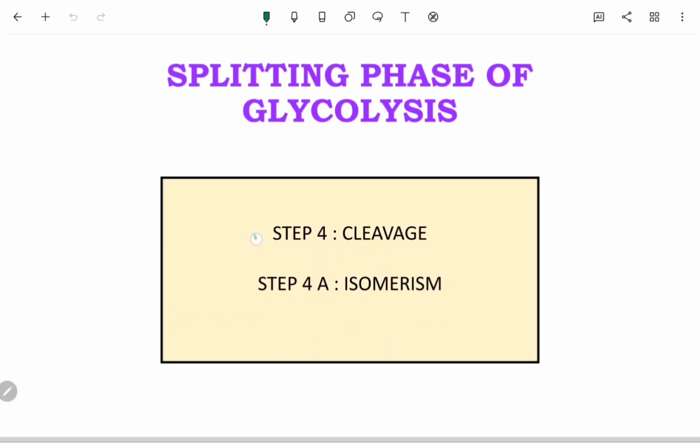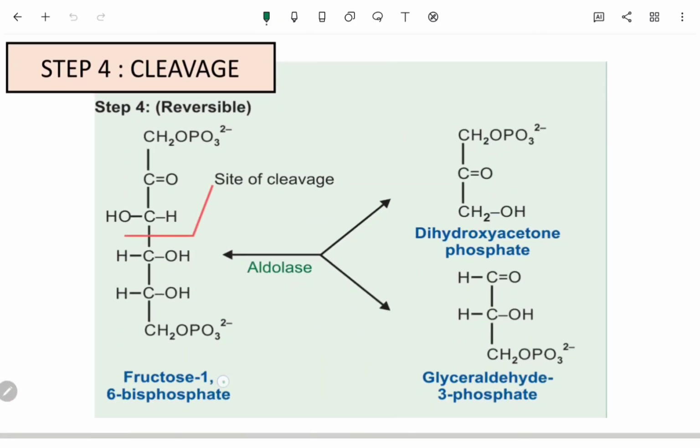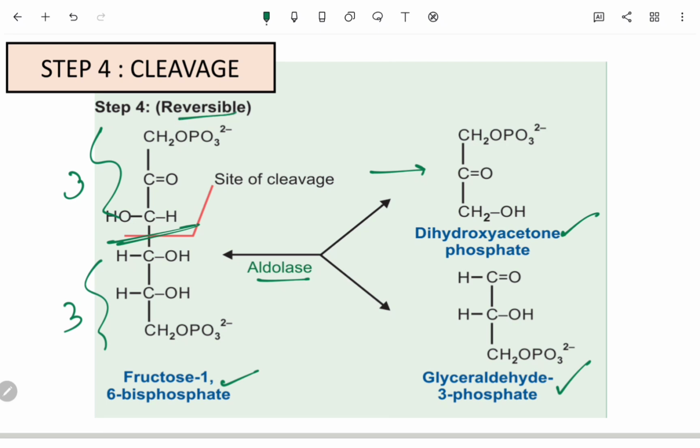Now, moving on to the next phase, that is the splitting phase of glycolysis. So step number 4, that is cleavage, and step number 4a, that is isomerism. So step number 4, cleavage. Fructose 1,6 bisphosphate is a compound we have received from the previous step. Now in this step, the aldolase enzyme splits this 6 carbon compound into two 3 carbon compounds. As we can see here, dihydroxyacetone phosphate is formed, which is a 3 carbon compound, and glyceraldehyde 3 phosphate is again a 3 carbon compound. This particular step is reversible. Now, in the next step, we will see how these two compounds are interchanged.